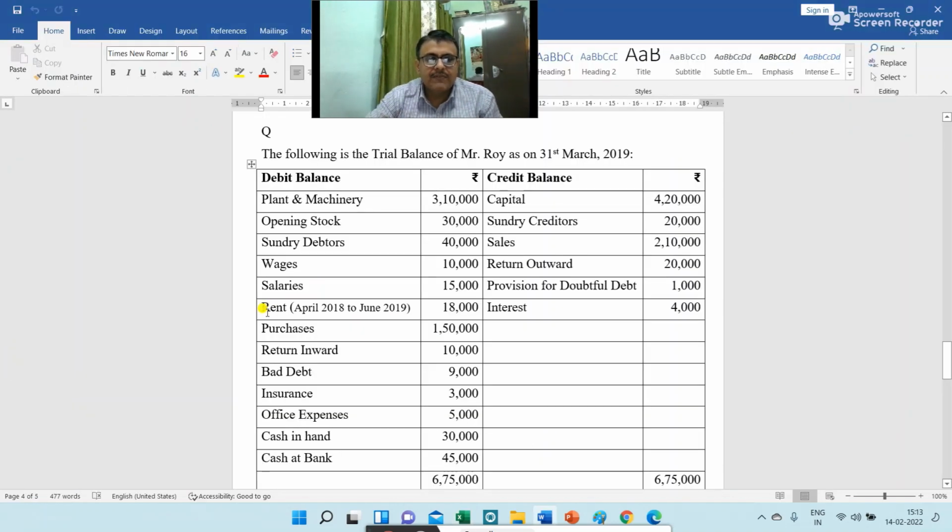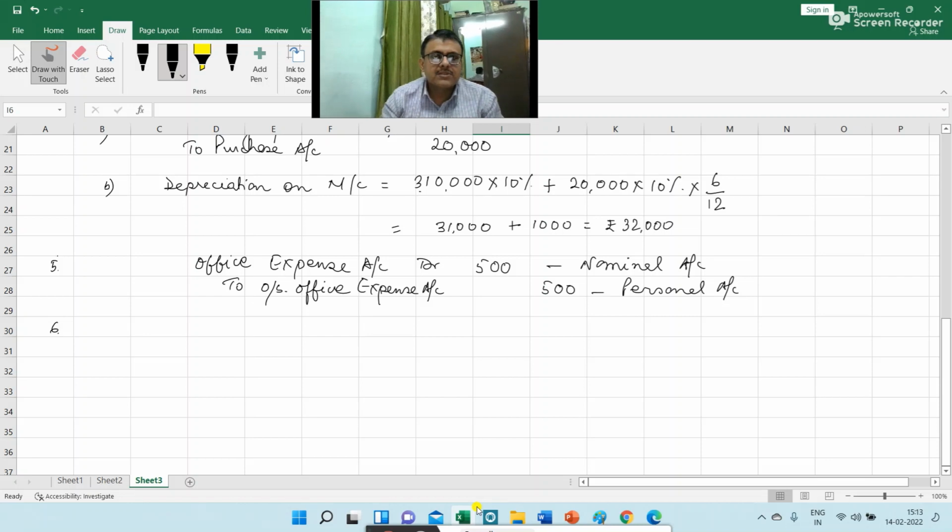In the trial balance, it is given that rent has been paid for 15 months, that is from April 2018 to June 2019, and the amount is 18,000. So the sixth adjustment entry will be a journal entry that you are required to pass is prepaid rent account debit, prepaid rent account debit. What will be the balance? So 18,000 has been paid for 15 months. And what is the prepaid expense? This amount is 18,000 into 3 by 15, you will get 3,600 to rent account.